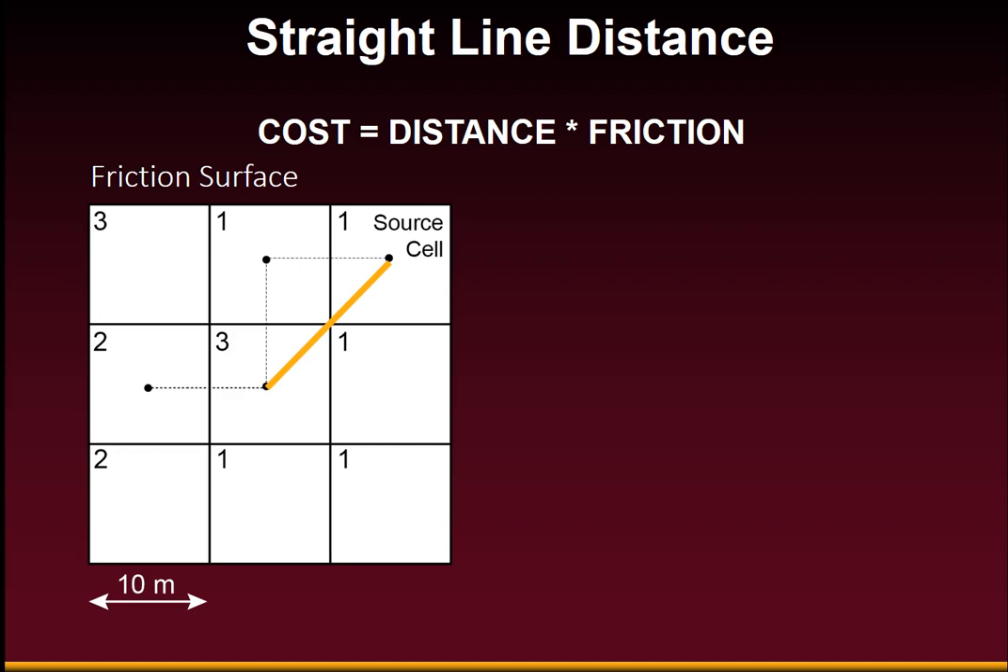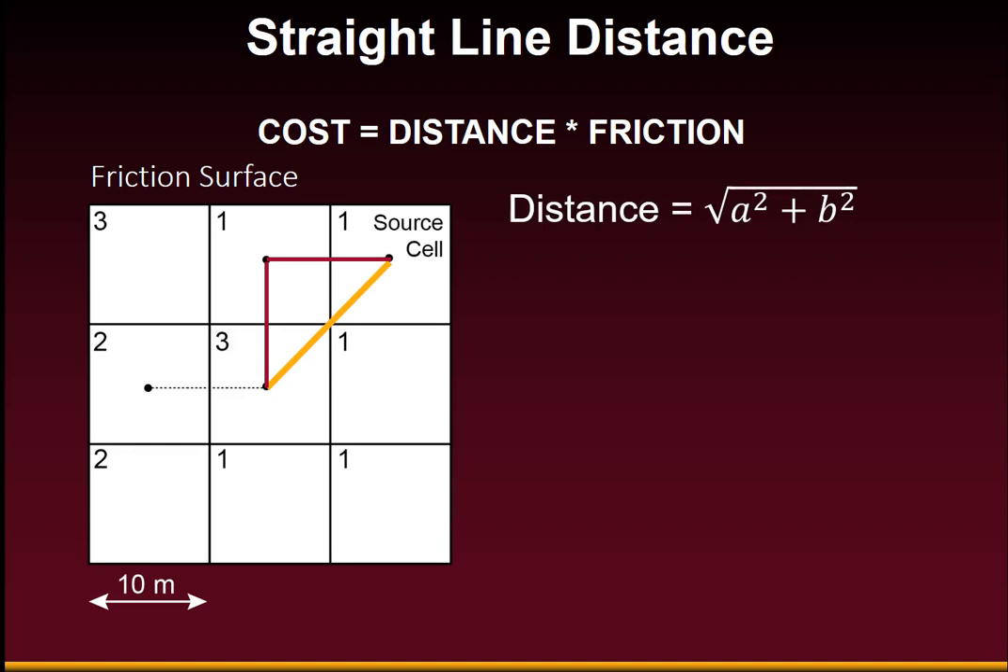The equation for computing cost is still distance times friction, which means that we'll need to compute the distance of that leg between the source cell and the center cell. To do this, we'll rely on the Pythagorean theorem, which states that the square of the hypotenuse of a right triangle is equal to the sum of the squares of the two legs. In this case, the hypotenuse is the gold line between the source cell and the center cell, and the two legs are these maroon lines traveling along the row and column.